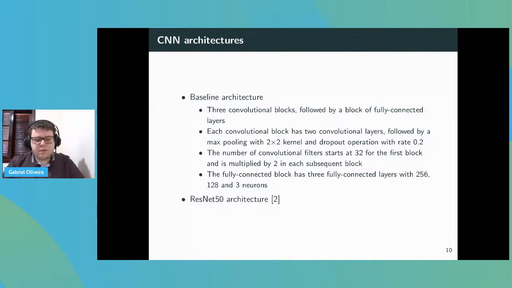The number of convolutional filters starts at 22 for the first block and is multiplied by 2 in each subsequent block. And in the fully connected layers, we have 3 layers. The first one has 256 neurons, the second one has 128 neurons, and the last one, the output layer, has 3 neurons to make the classification. And the second architecture that we used is the ResNet 50 architecture.